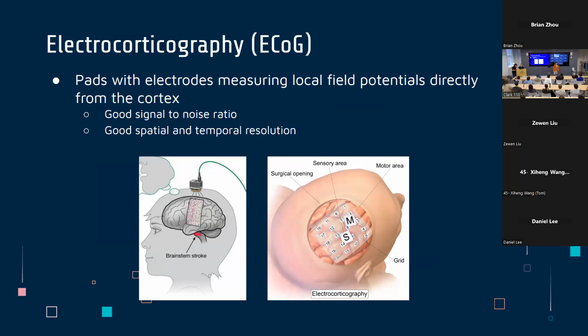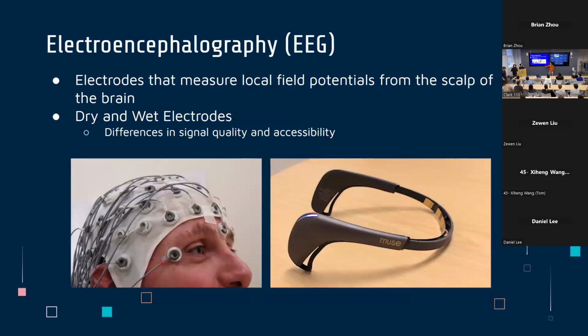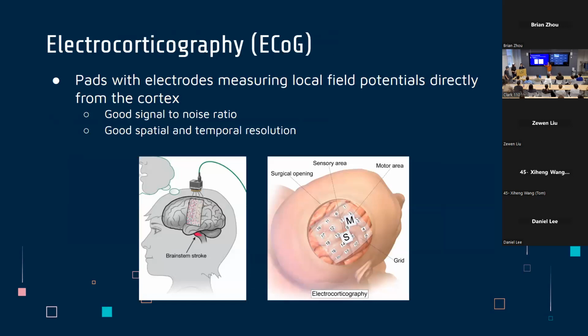The next one is also an invasive technology, electrocorticography, which also requires surgery. Essentially, it's an electrode pad that's put on the surface of the brain. It's similar to the microelectrode array, except it's not actually piercing the surface of your brain, it's just overlaid on the cortical surface. So this also has pretty good signal to noise ratio. It can also cover a lot more brain regions than the microelectrode array could.